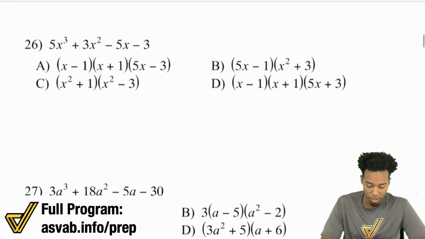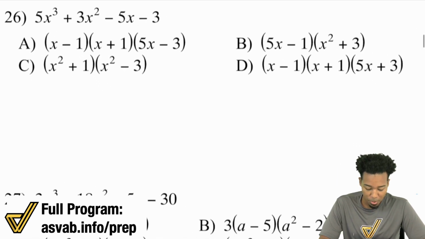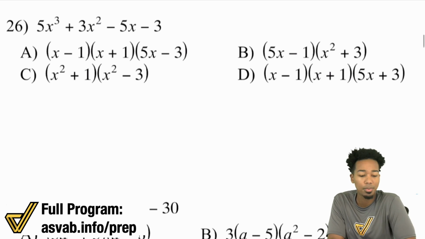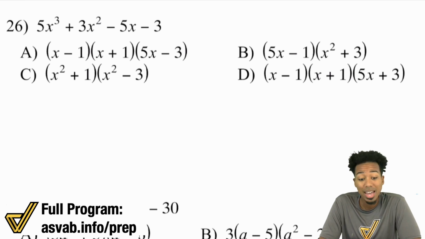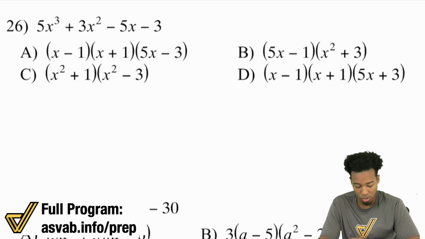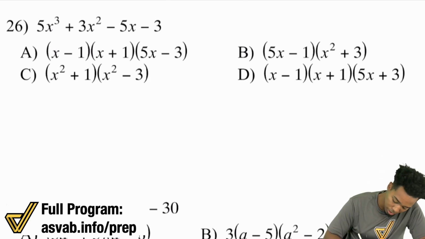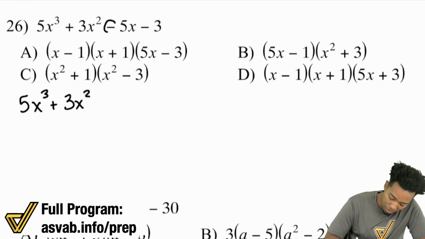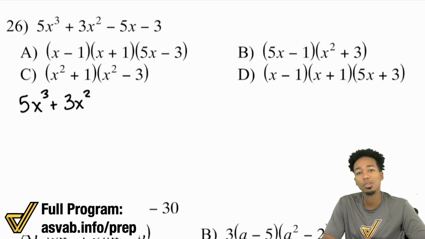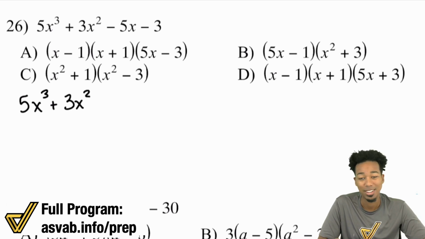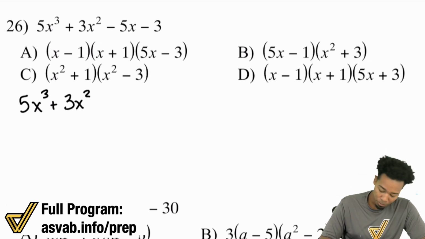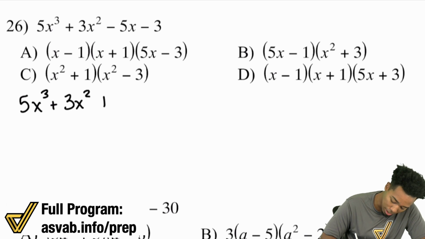Let me zoom in a little bit. We have 5x cubed plus 3x squared minus 5x minus 3. So let's go and write it out again. Let's do our thing. So we have 5x cubed plus 3x squared. And notice how we have a minus here in between. This is something you have to be very, very careful about. So here, what I'm going to do is write a plus, but then keep the negative with the 5x and minus 3.